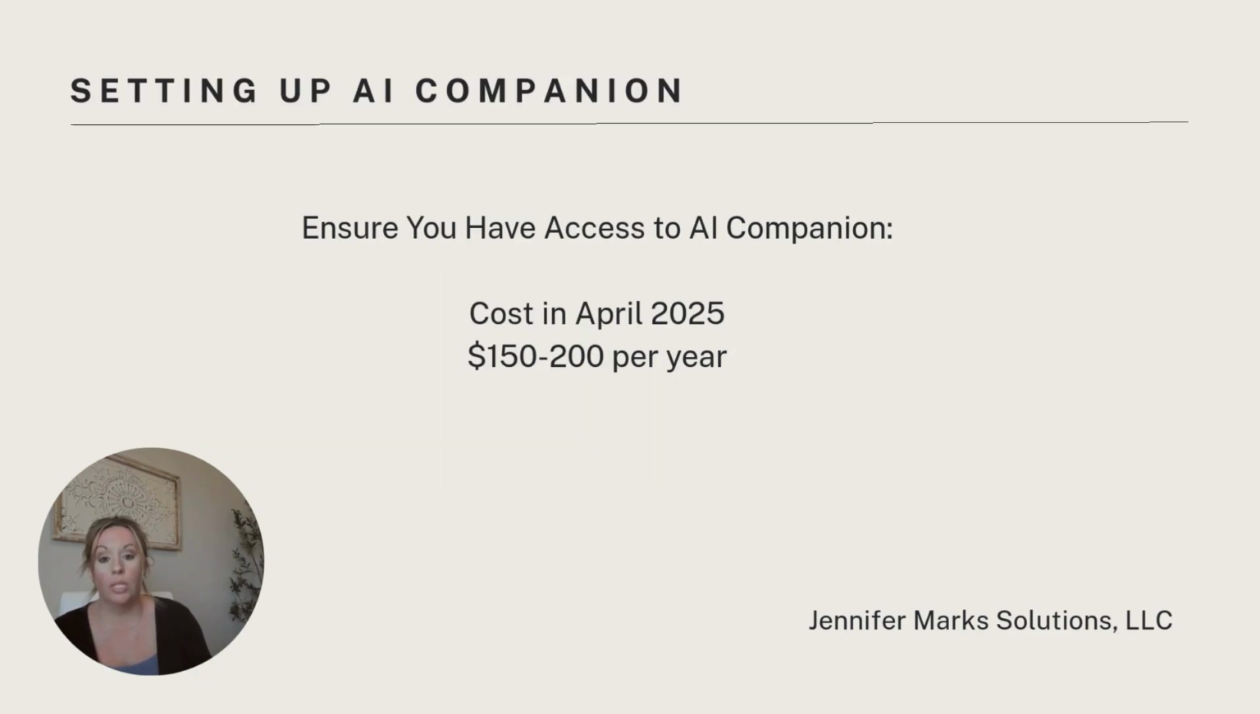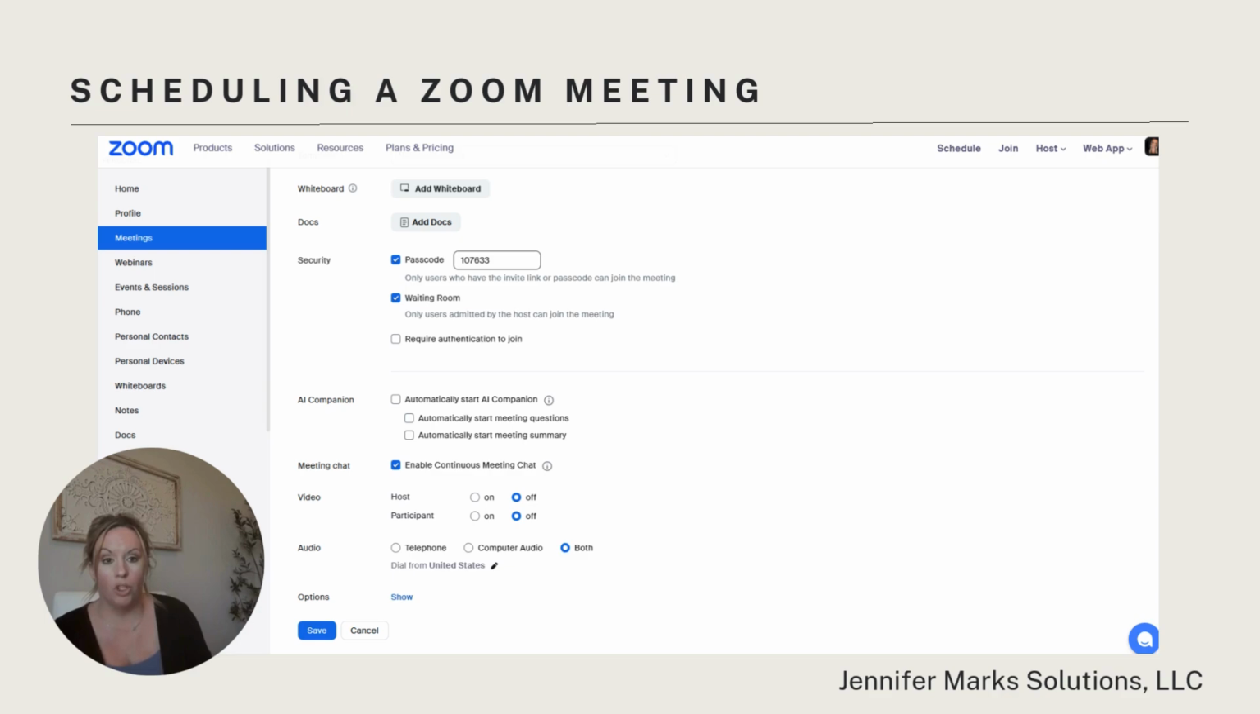In order to use this AI Companion tool for the Zoom meeting, you do have to have a paid membership for that. And in April of 2025, the best price checking I could get was anywhere from $150 to about $200 per year.